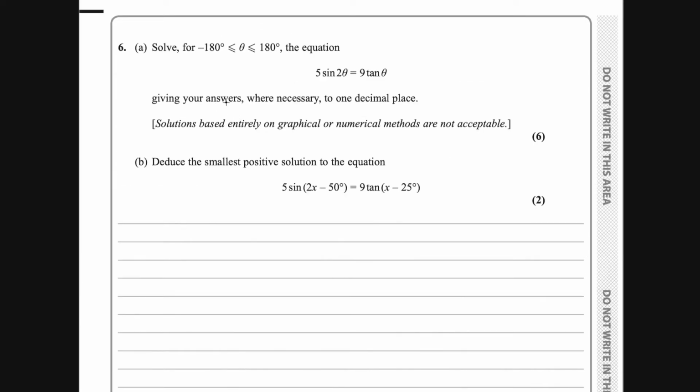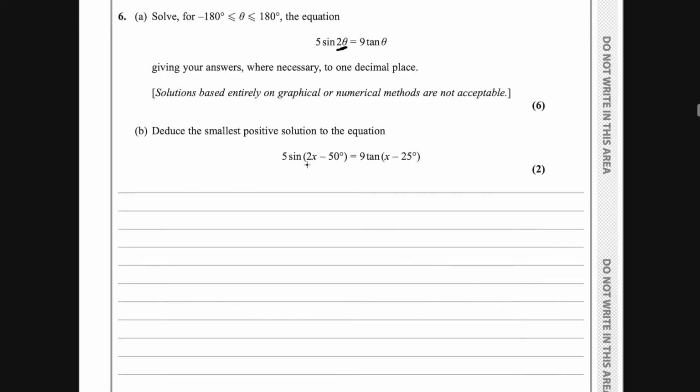For question number 6, we have a really nice trigonometry question. So we've got 5 sine 2 theta equaling 9 tan theta. And what we're asked to do is to solve for theta between minus 180 degrees and 180 degrees, giving answers to 1 decimal place. So with this, we've got a double angle here. We've got sine 2 theta, and obviously a tan theta term here.